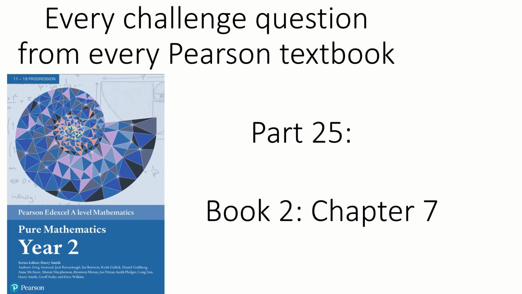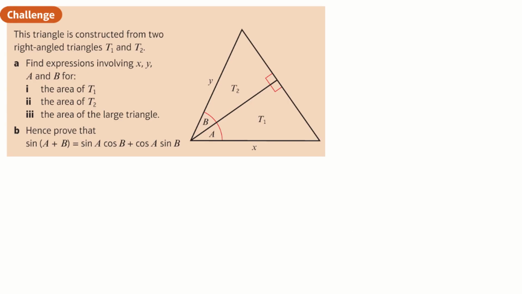Every challenge question, chapter 7 from book 2. It's the last of the trig chapters. I thought this question was pretty cool, to be honest. We're just going to do a bit of SOHCAHTOA to find out this length, this length, this length, and this length. So, okay, well, this is just y cos b.